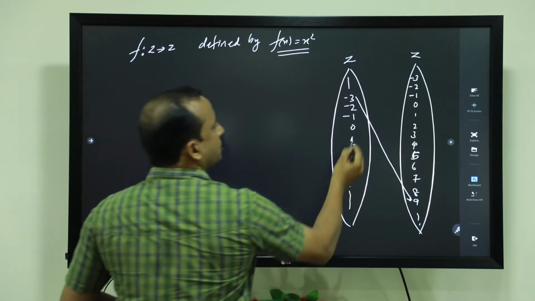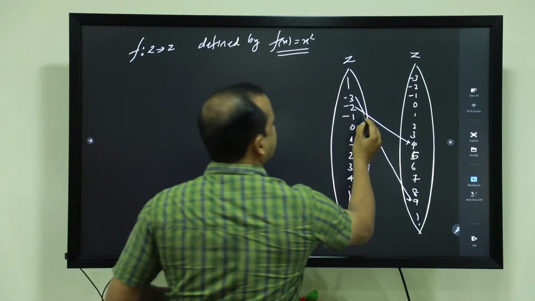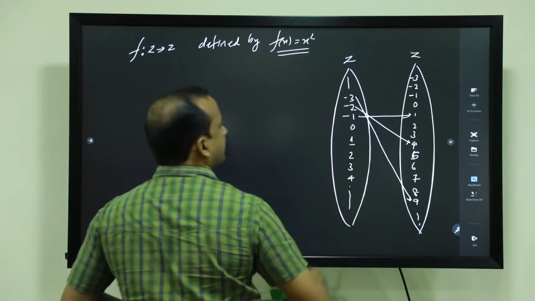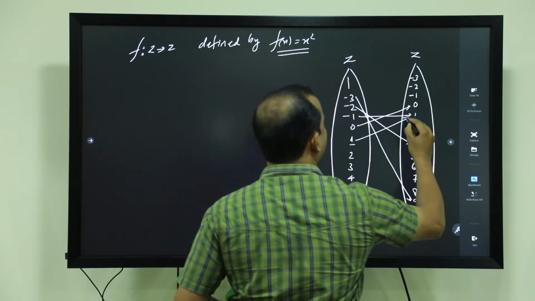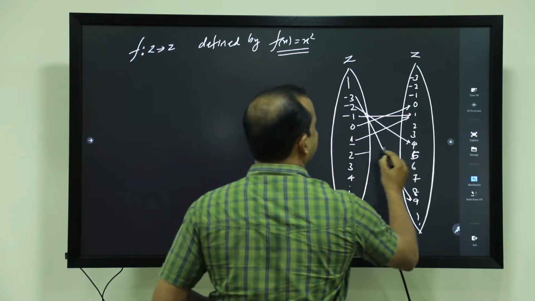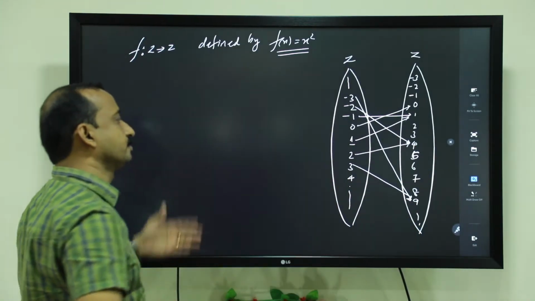Clear? Minus 2 image is 4. Now minus 1 image is plus 1, and 0 square is again 0. Again 1 square is 1, 2 square is 4, and 3 square is again 9, etc. 4 square is 16, etc.